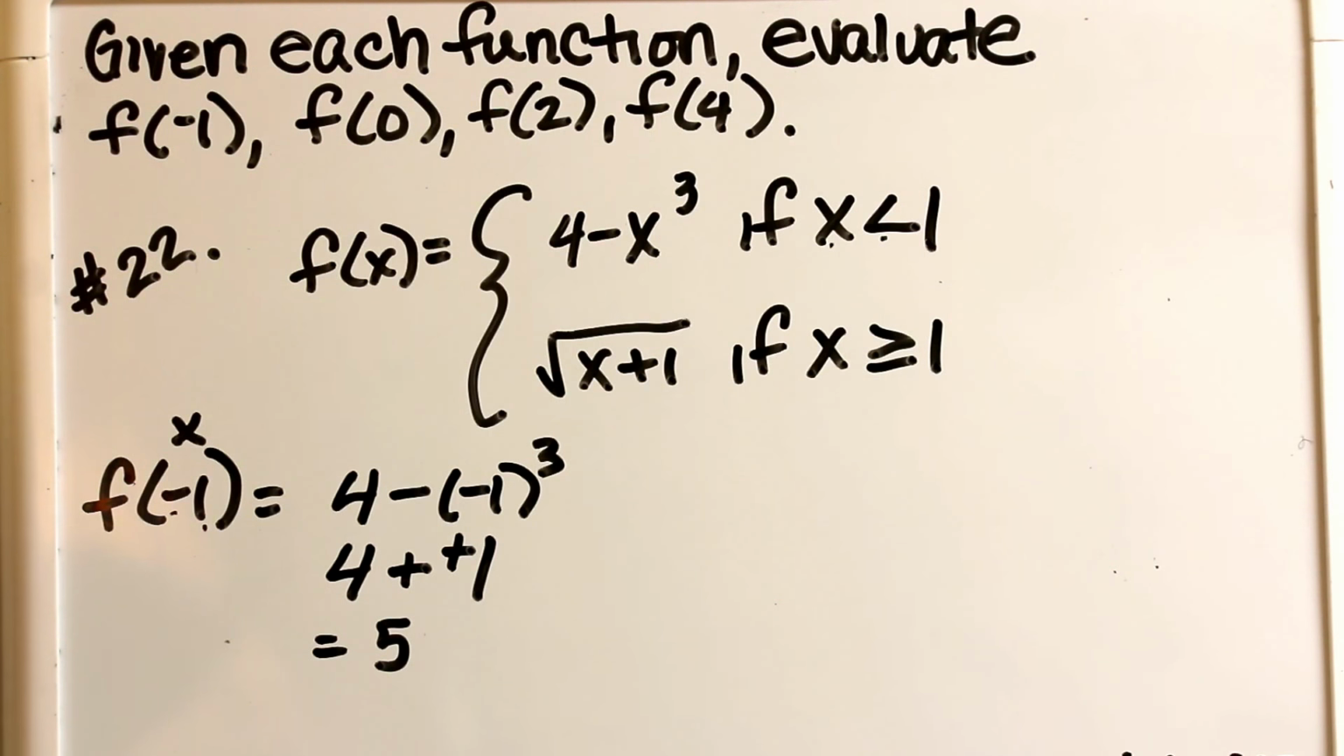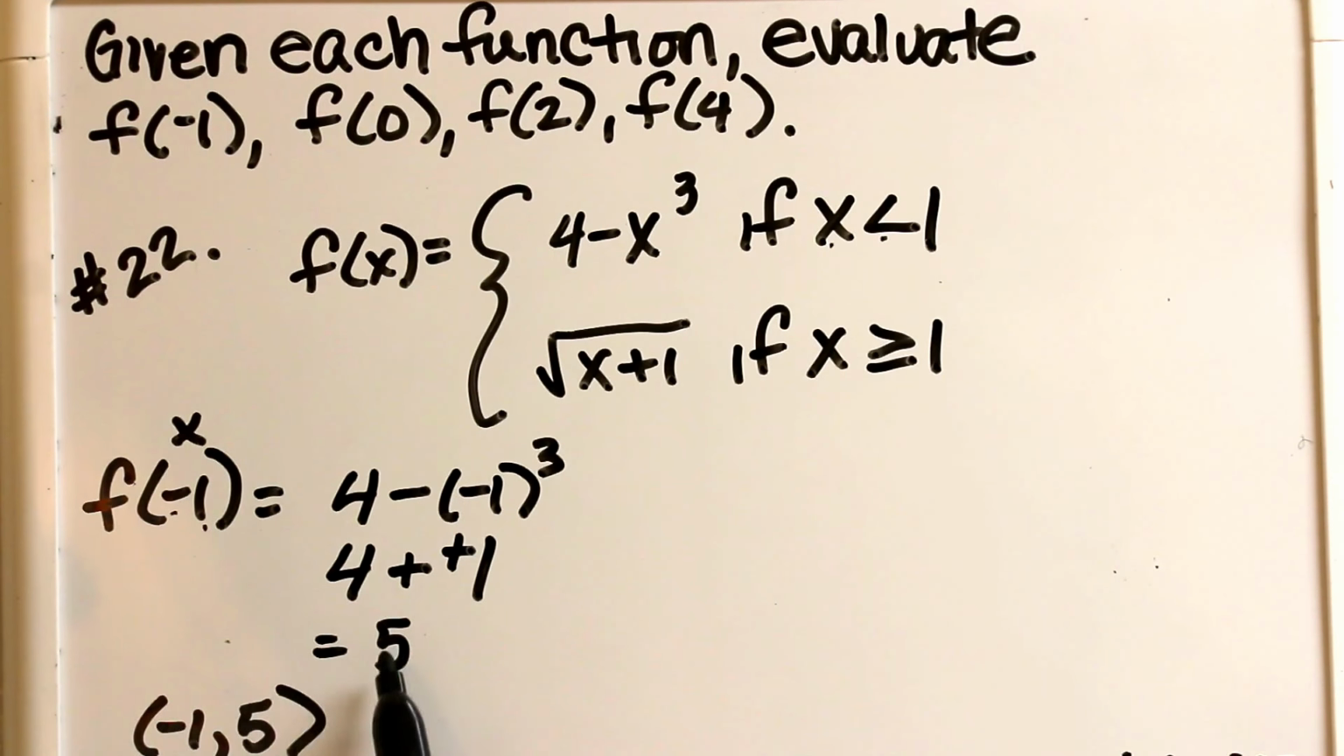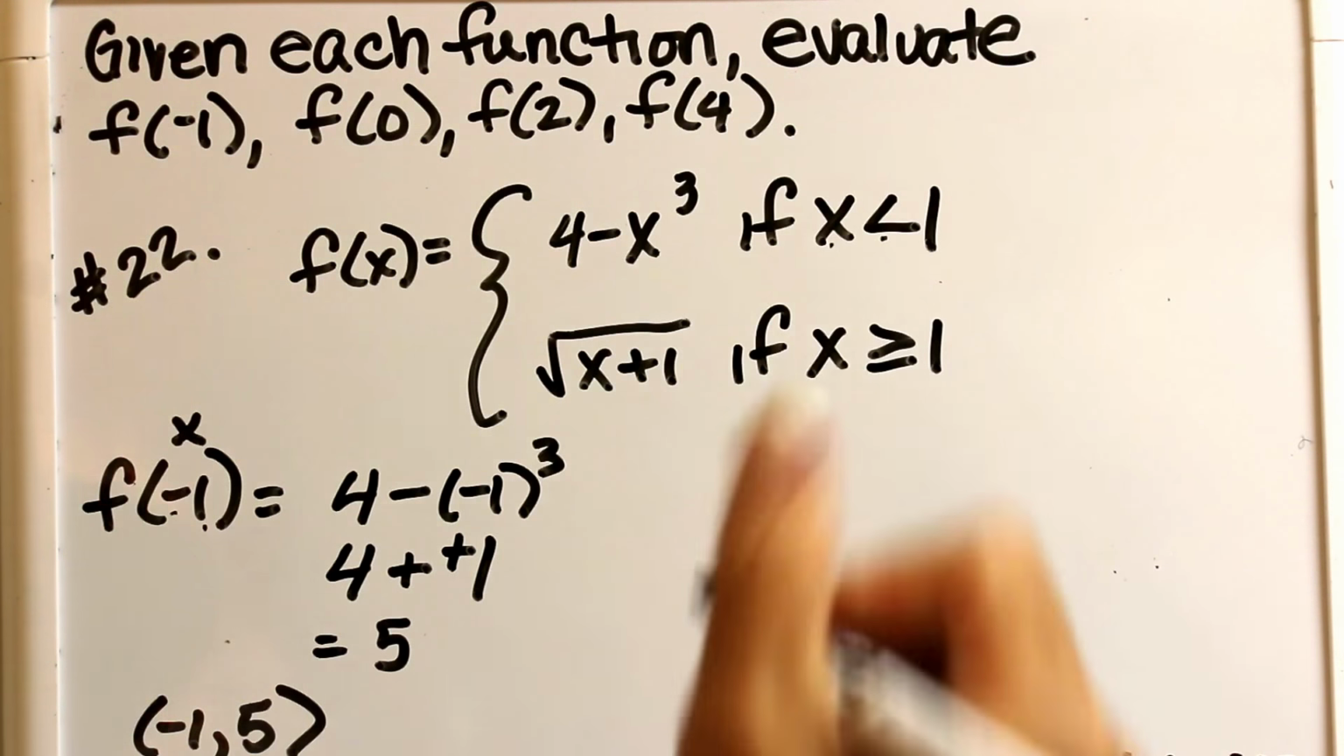This means, though, that if we did graph this piecewise function, which you're doing next, there will be a point on the graph at -1, 5. -1, once again, was your x value. Your answer is your y value. Let's take a look at one more.